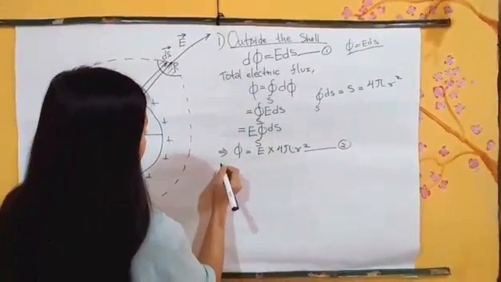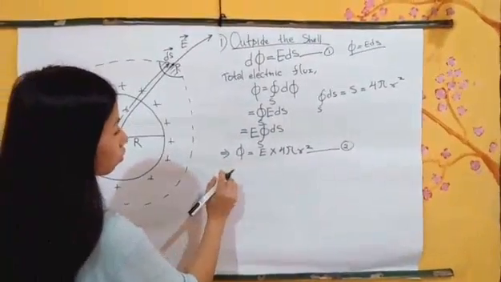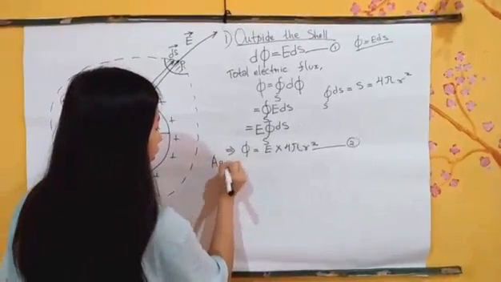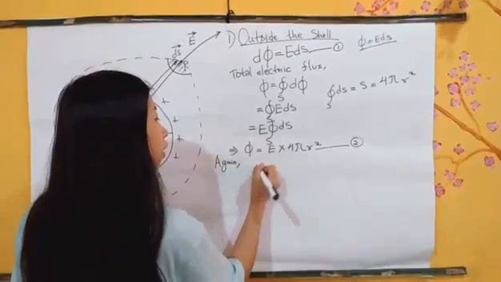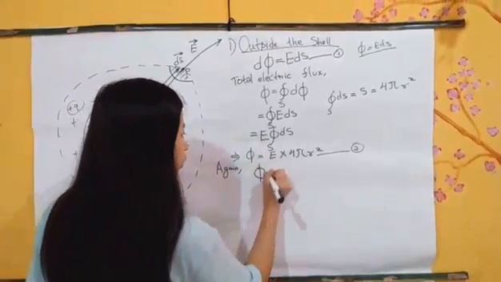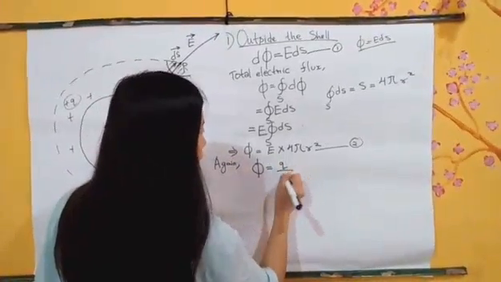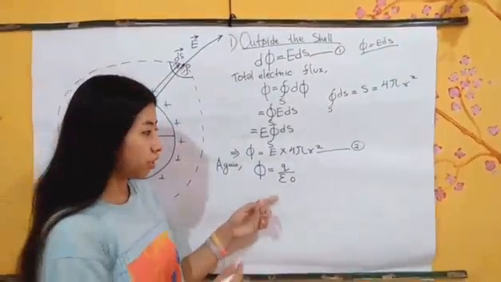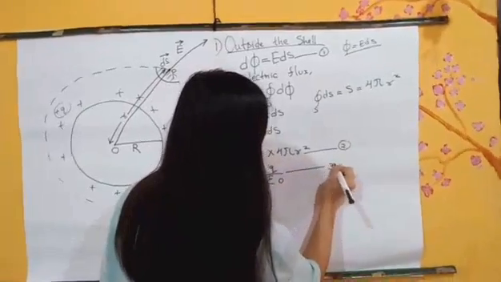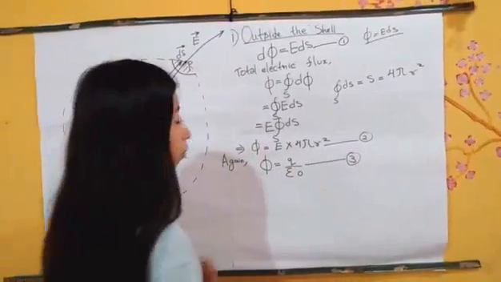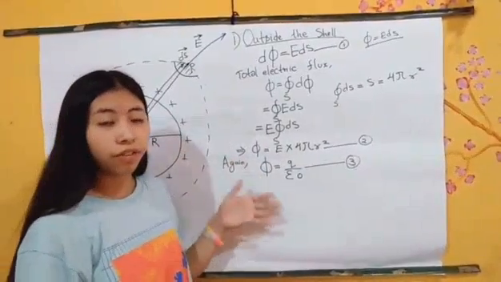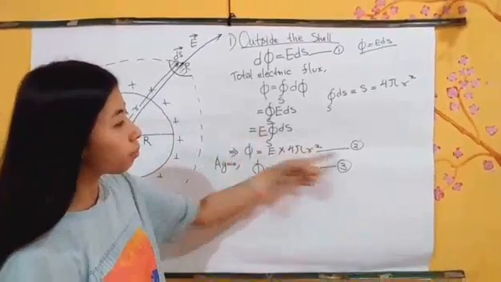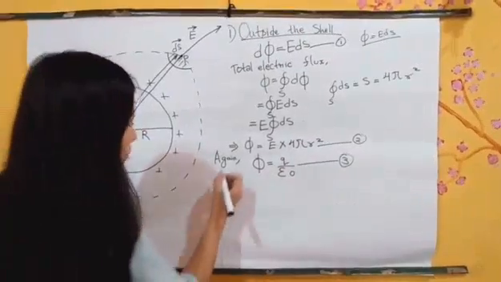And again we need to find the total electric flux crossing the Gaussian surface using another form of Gauss law, which is phi is equal to q by epsilon naught. And let's term this equation number 3. Now we can simply find the electric field outside the spherical shell by comparing the value of phi in equation number 2 and equation number 3.